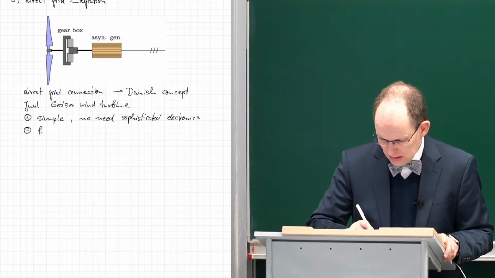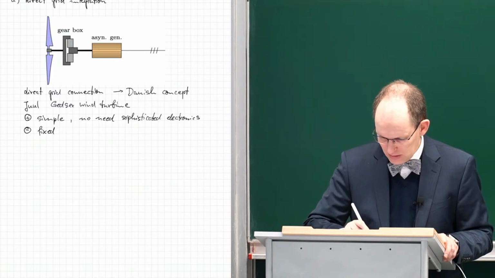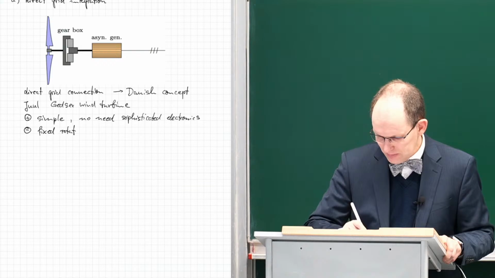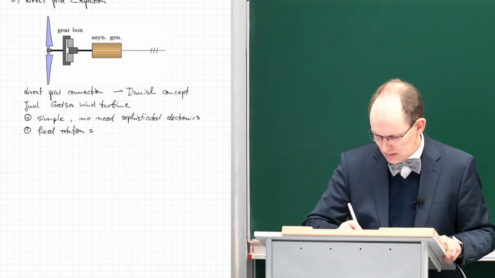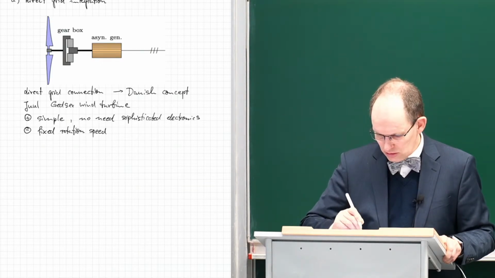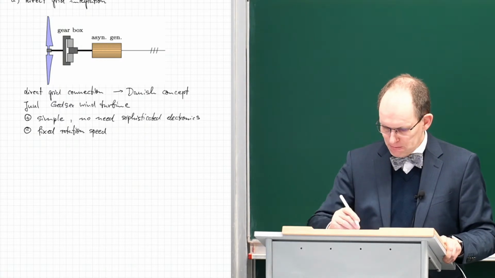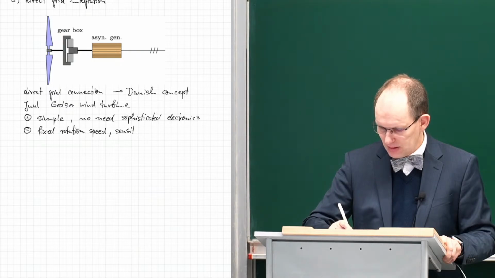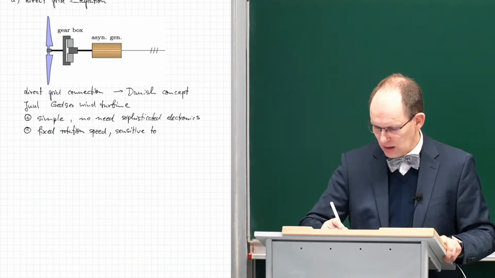So the disadvantages: fixed rotation speed, because it needs to be locked to the grid, and sensitive to gusts.